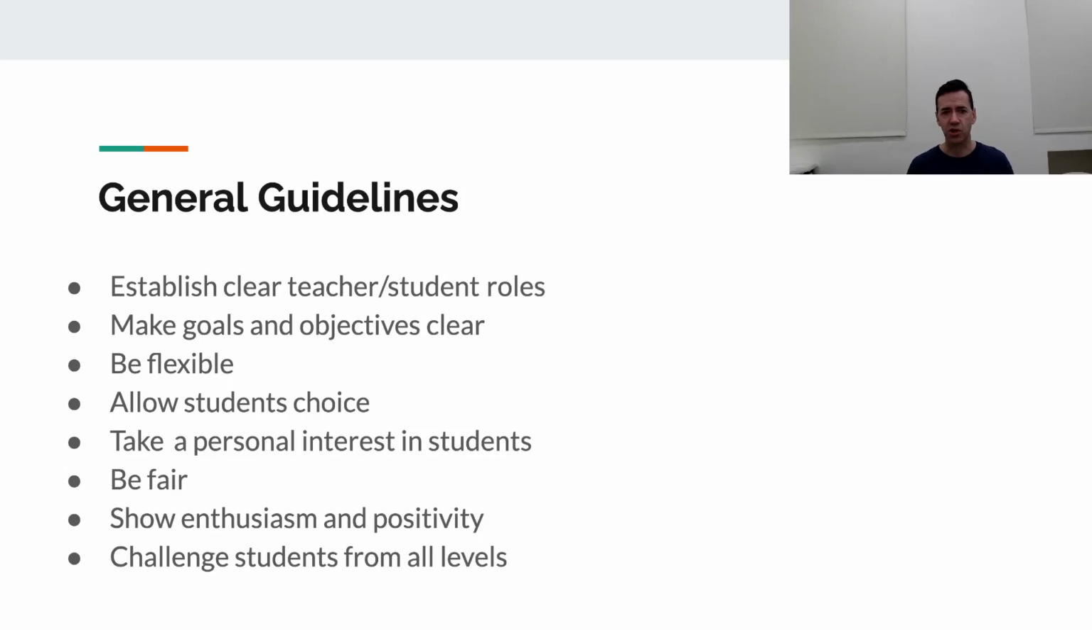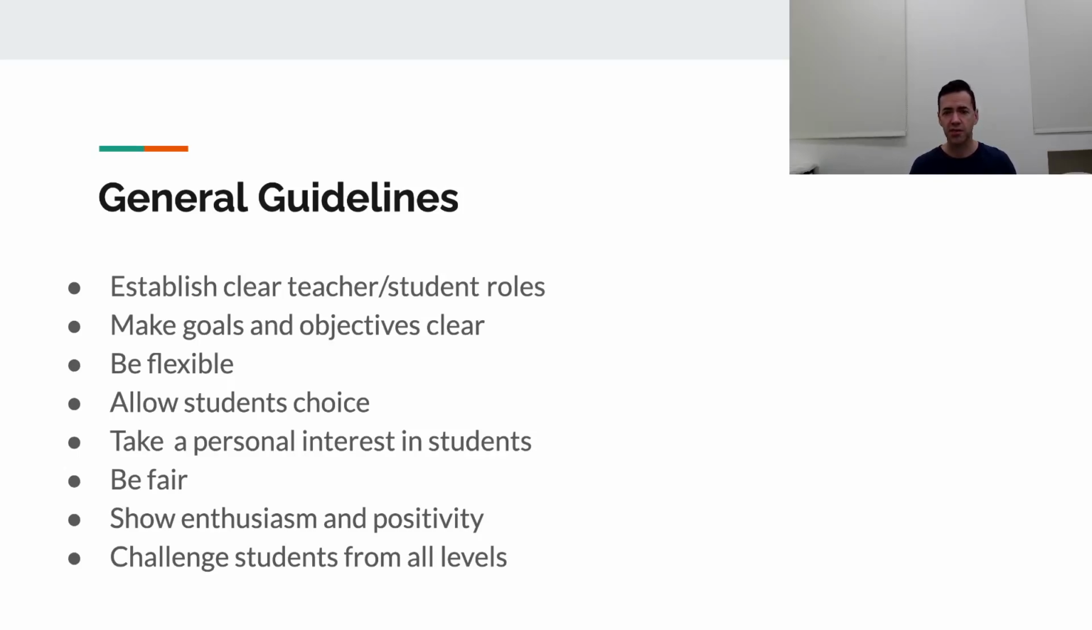Give students some kind of choice. So a choice in content, choice in test types, activities, something. Let students have some control. Take a personal interest in the students. Ask them about their life other than just the mistakes they're making in their book. Be fair. It's okay to be strong, but be fair. And that means for every student in the classroom.